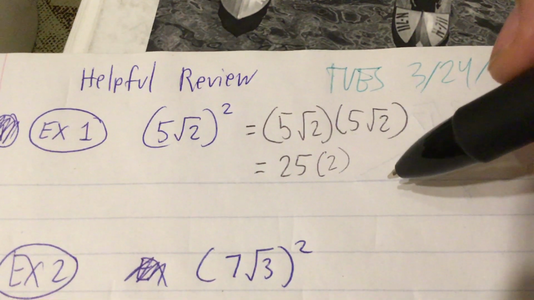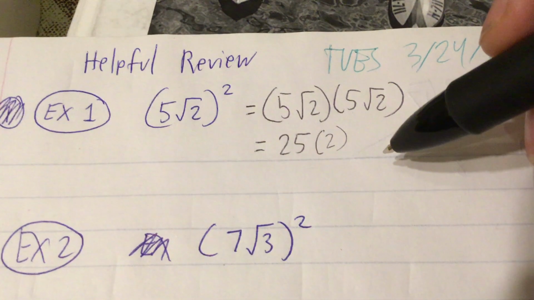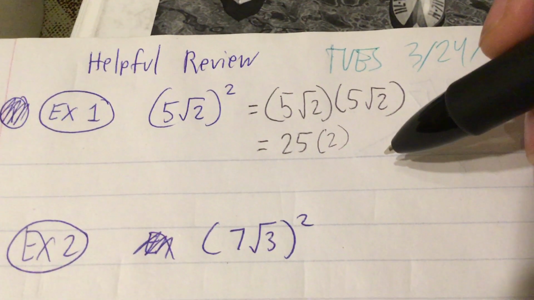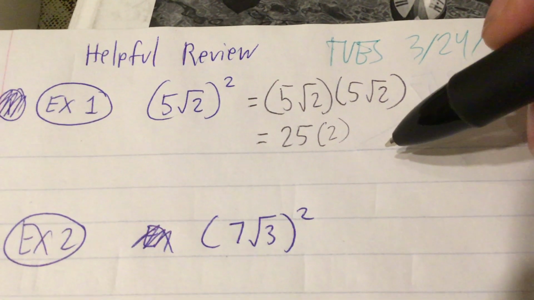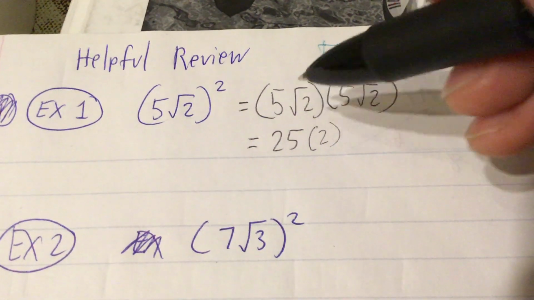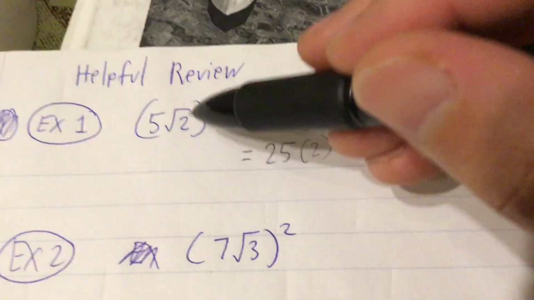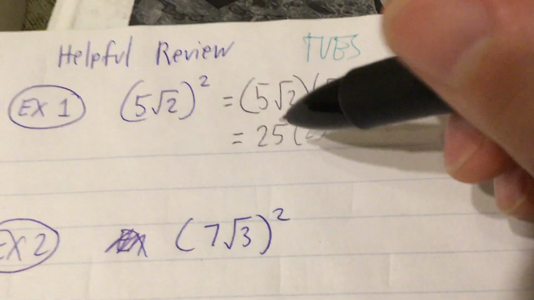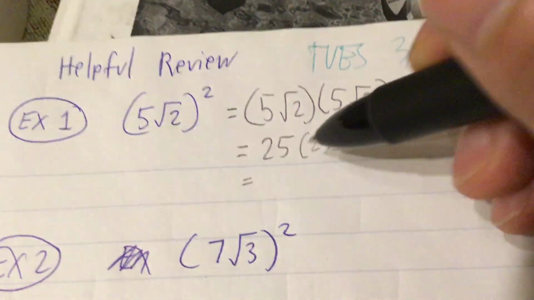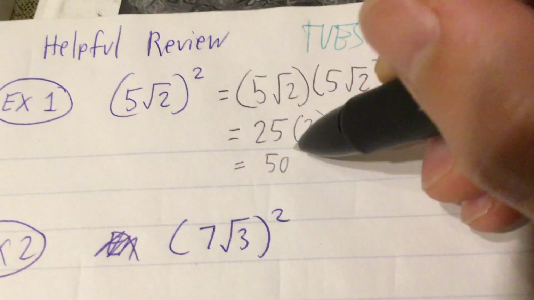Radical 9 times radical 9. Yeah, I got that right. Radical 9 times radical 9 is 9 because the square root of 9 is 3, and 3 times 3 is 9. Anyway, I didn't want to confuse you. But the idea is if I can square the number inside the radical, it just pulls out. And then 25 times 2 is 50.